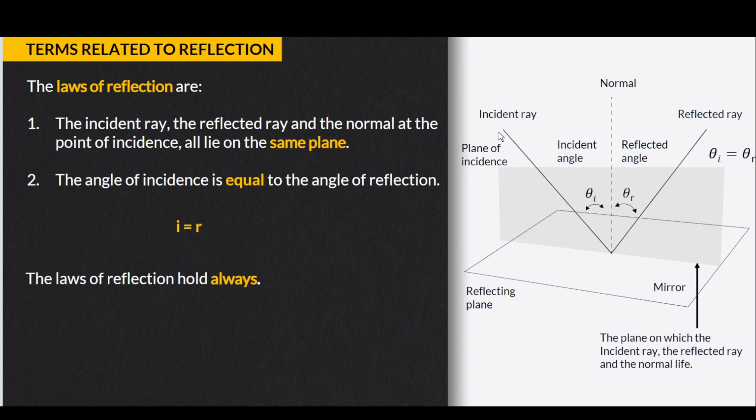And the incident ray, the reflected ray, the normal, and the point of incidence all lie in the same plane. Plane means something two-dimensional, any flat surface. So they are in the same plane. These are the laws of reflection, which always hold true for any incident and reflected ray. These are important. Just remember that the angle of incidence is equal to the angle of reflection.